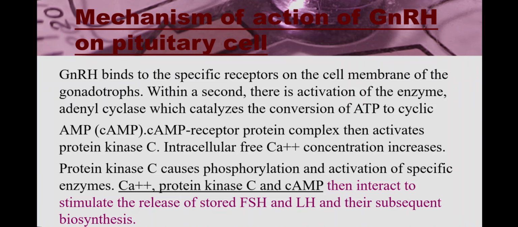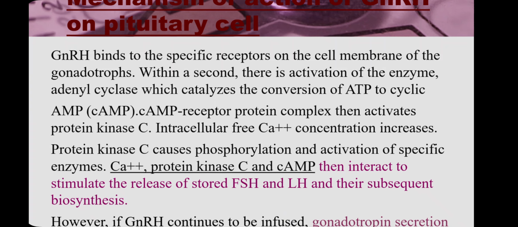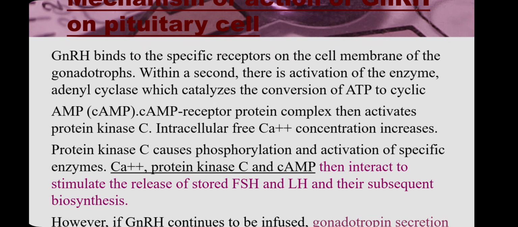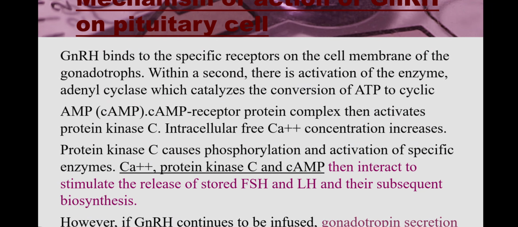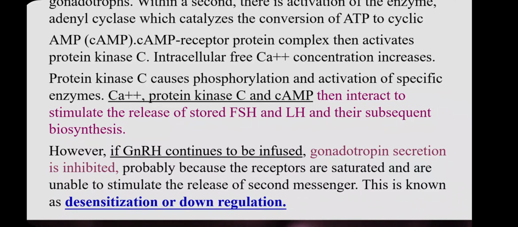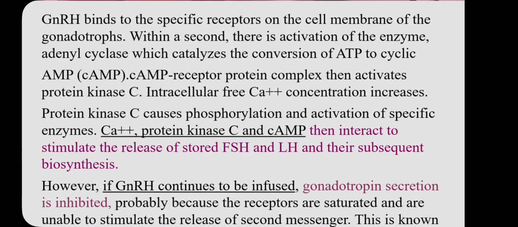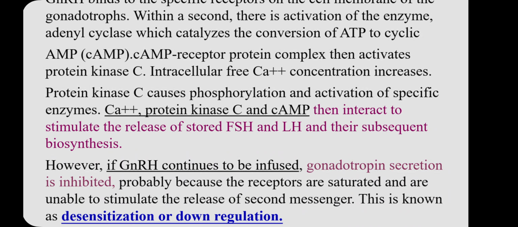And the last point in this is the mechanism of action of GnRH on the pituitary receptors. So GnRH binds to the specific receptors on the cell membrane of the gonadotrophs. Gonadotrophs are the cells of the anterior pituitary which release the FSH and LH. So within a second there is activation of the enzyme adenylyl cyclase, which catalyzes the conversion of ATP to cyclic AMP, and this cAMP receptor protein complex then activates the protein kinase C, and here the protein kinase C along with the calcium causes the phosphorylation and activation of specific enzymes.